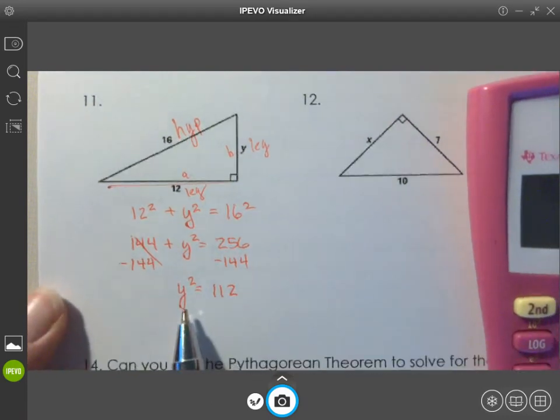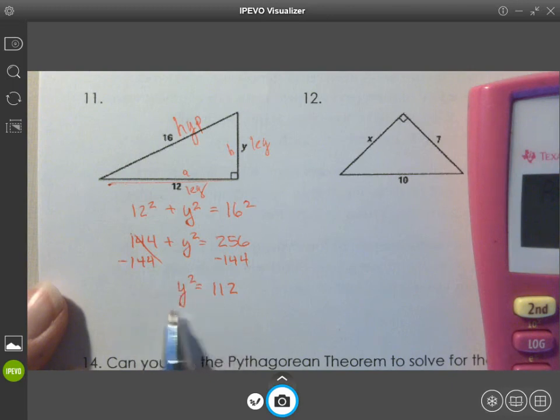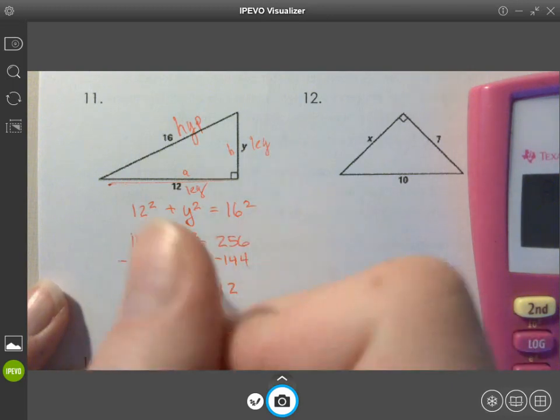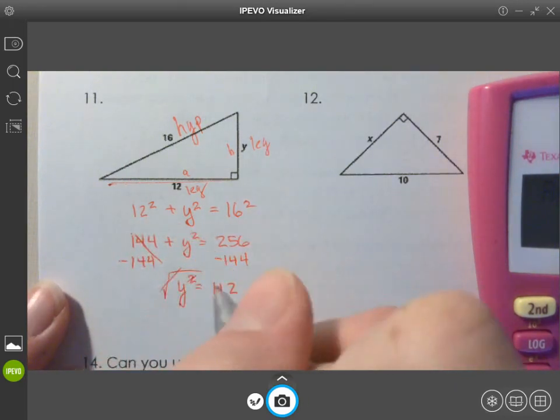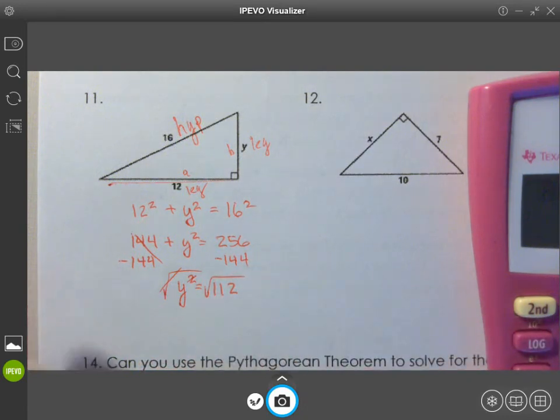And then that y squared, I need to get rid of the square. So I'm going to take the square root. That is its inverse. Now, again, you're going to have to get to know your perfect squares, but like 100 is 10 times 10. 121 is 11 times 11. Those are those numbers on the diagonal of your times table. If you remember doing that 1 through 12 times table when you're little.